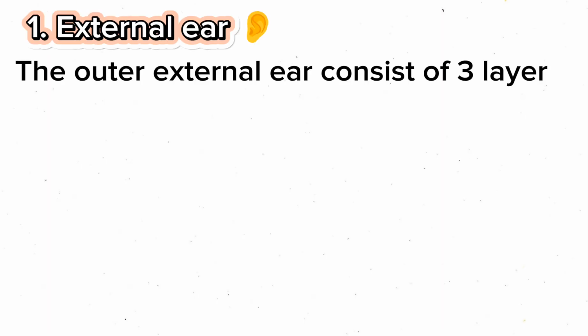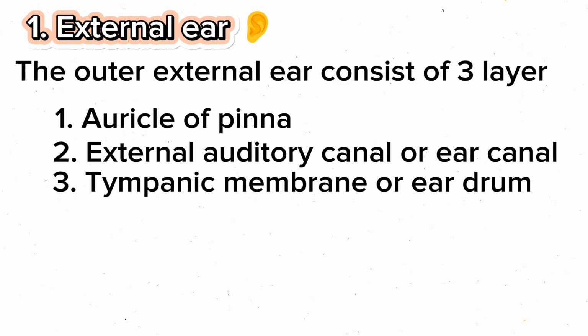1. External ear. The outer external ear consists of 3 parts. 1. Auricle or pinna. 2. External auditory canal or ear canal. 3. Tympanic membrane or eardrum.